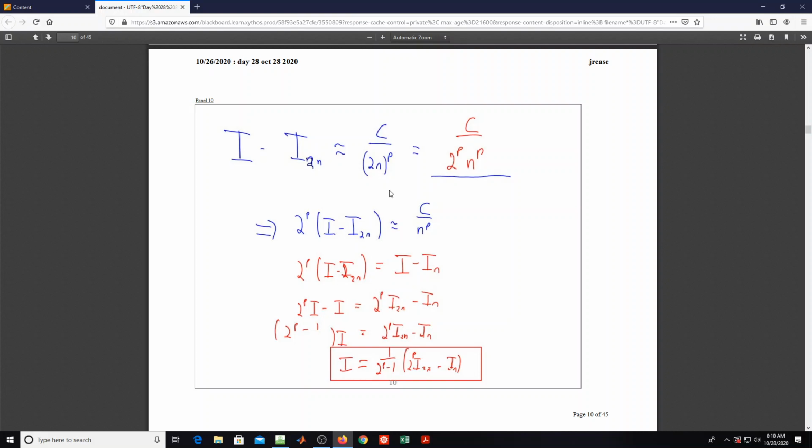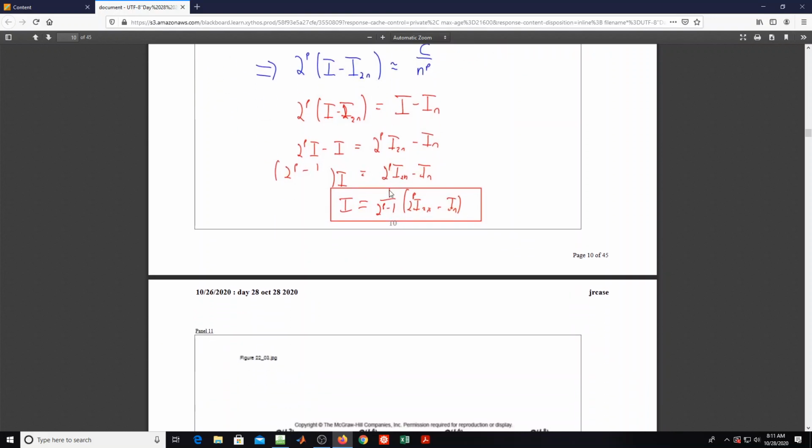Now let's solve for I. We get everything with an I on this side, and everything else on this side. And you can see then that I is about equal to 1 over 2^p minus 1 times (2^p I_{2n} minus I_n). So that O(h squared) and O(h cubed) stuff comes in handy for speeding up the approximation that you have. You can look at some of the charts they have.